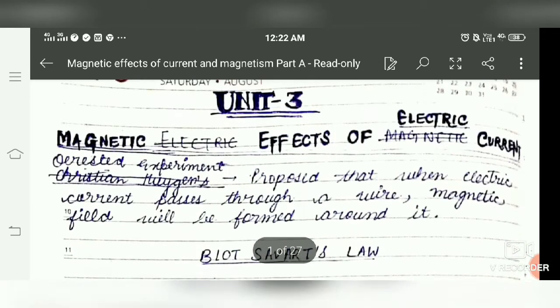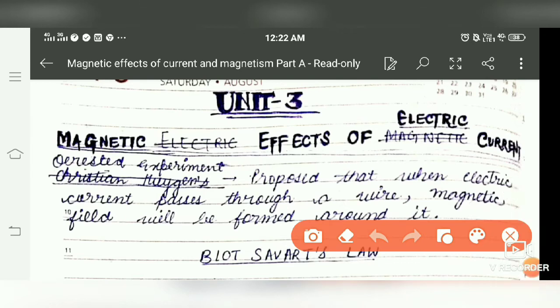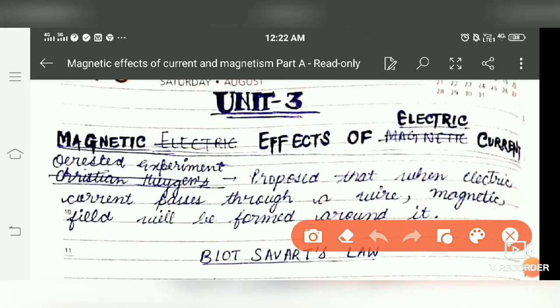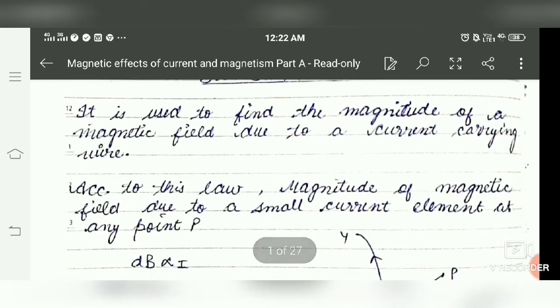But before Biot-Savart law, there was Oersted's experiment. In that experiment, Oersted said that when electric current passes through a wire, a magnetic field is formed around it. This is the Oersted experiment inference. Now let's start with the Biot-Savart law.